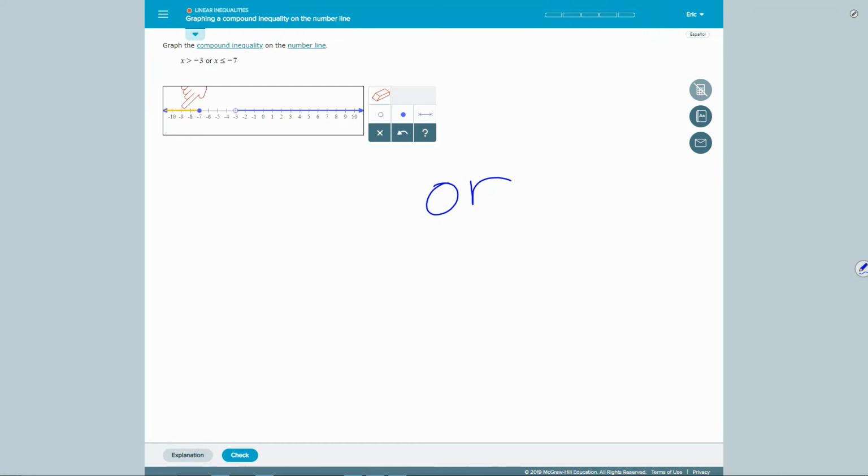That's what or means. And if you see and, that means where they share. In this case, they don't share anything. So and would be no solution. But if I say, I like pizza that has pepperoni and bacon, that means that if it's only pepperoni pizza, I'm not going to take it. I want bacon on that too. In essence, that's what these mean for number lines. So in this case, my answer would just be this.